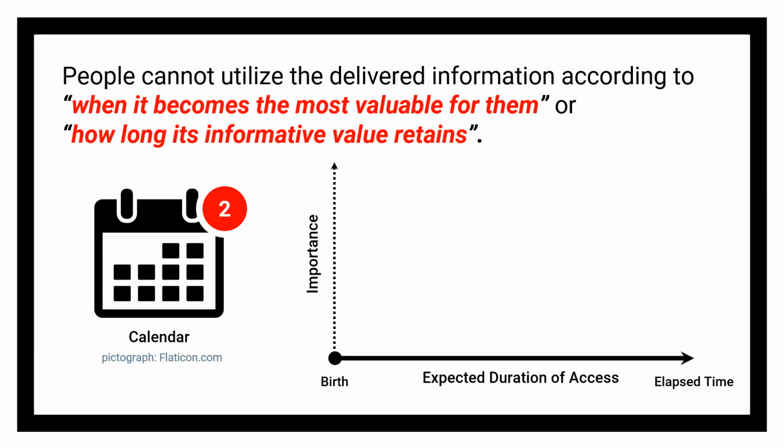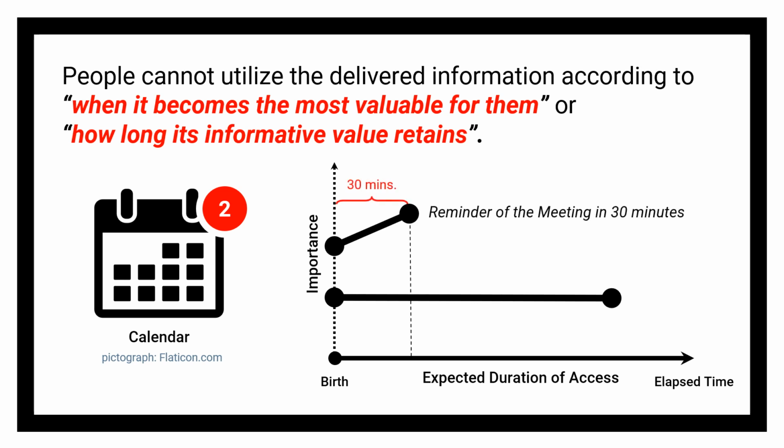Second, people cannot utilize the delivered information according to when it becomes the most valuable or how long its informative value retains. The notification content does not change from its post removal, but its importance may change over time. For example, we can think of two different types of information sent from Calendar app. Reminder of the scheduled meeting in 30 minutes would become more important until the meeting starts and complete its lifespan afterwards. On the other hand, notification about daily to-do would be less urgent but might be informative all day long.